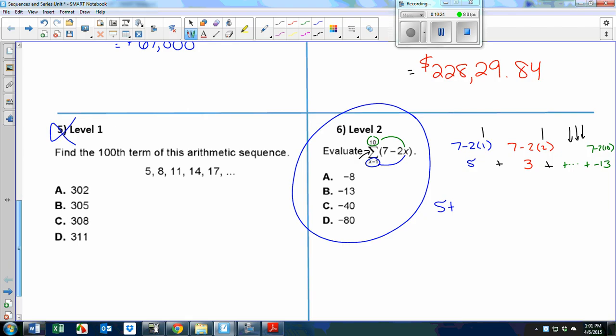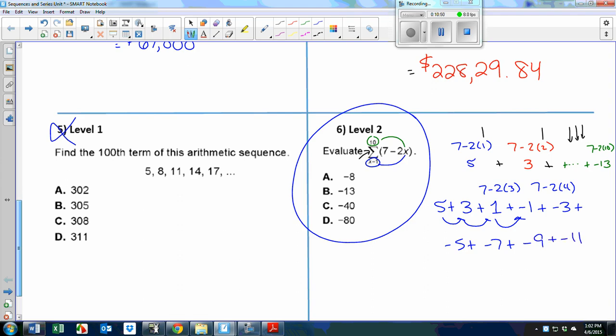When I plugged in 1 and I plugged in 2, I got 5, then 3. When you plug in x value 3, 7 minus 6, you get 1. When you plug in 7 minus 2 times 4, 7 minus 8, you get negative 1. You'll notice you're subtracting 2 each time. So after negative 1 will be negative 3, then negative 5, then negative 7, then negative 9, then negative 11, and then negative 13, which is the last one we already knew to stop there.